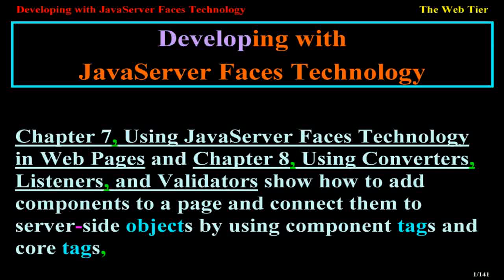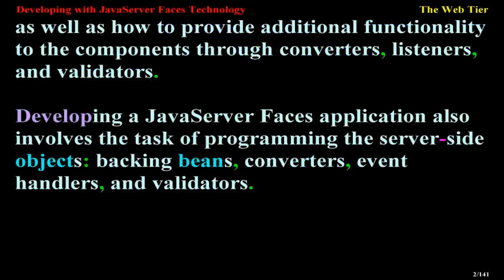Developing with JavaServer Faces Technology. Chapter 7, Using JavaServer Faces Technology in Web Pages, and Chapter 8, Using Converters, Listeners, and Validators, show how to add components to a page and connect them to server-side objects by using component tags and core tags, as well as how to provide additional functionality to the components through converters, listeners, and validators.